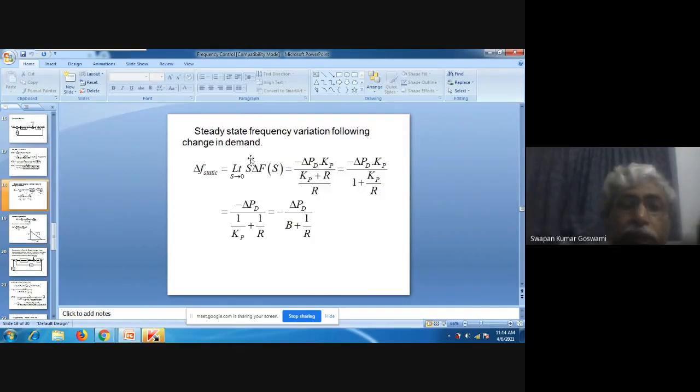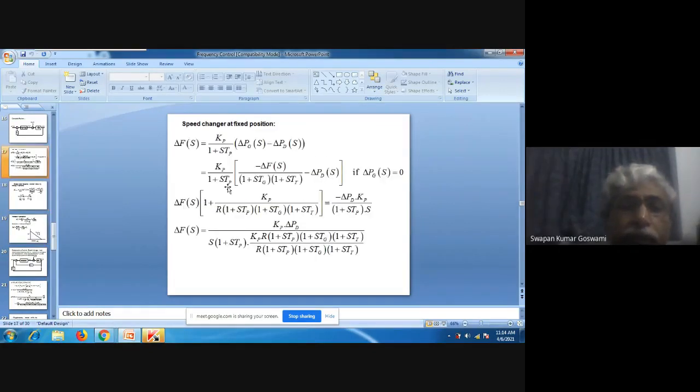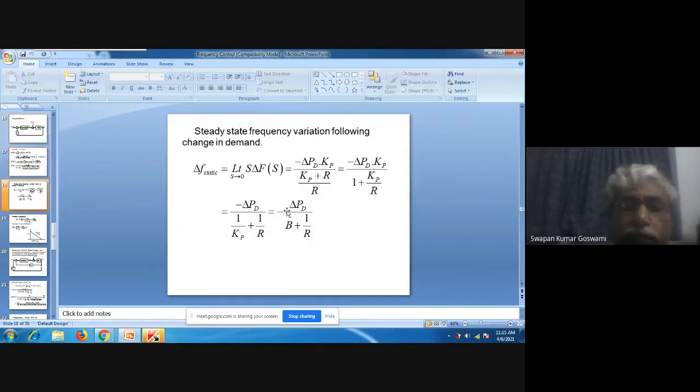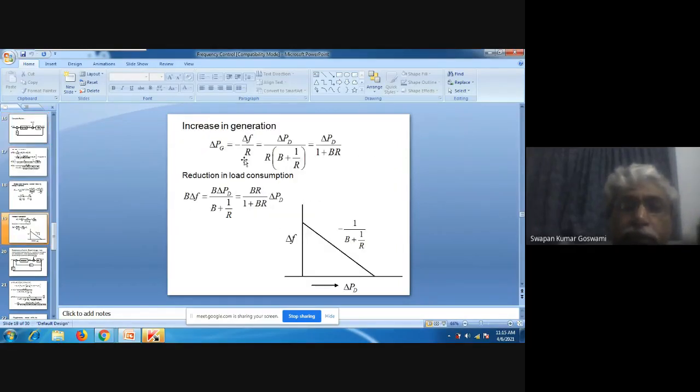Why is it minus delta f by R? You see that with delta f by R, delta Pg at steady state, what will happen? If this is 0, this is 0. Delta Pg at steady state will be minus delta f at steady state by R. So delta Pg is minus delta f by R. You put the value of delta f, it is delta Pd by R into B plus 1 upon R, or this is equal to delta Pd by 1 plus BR.